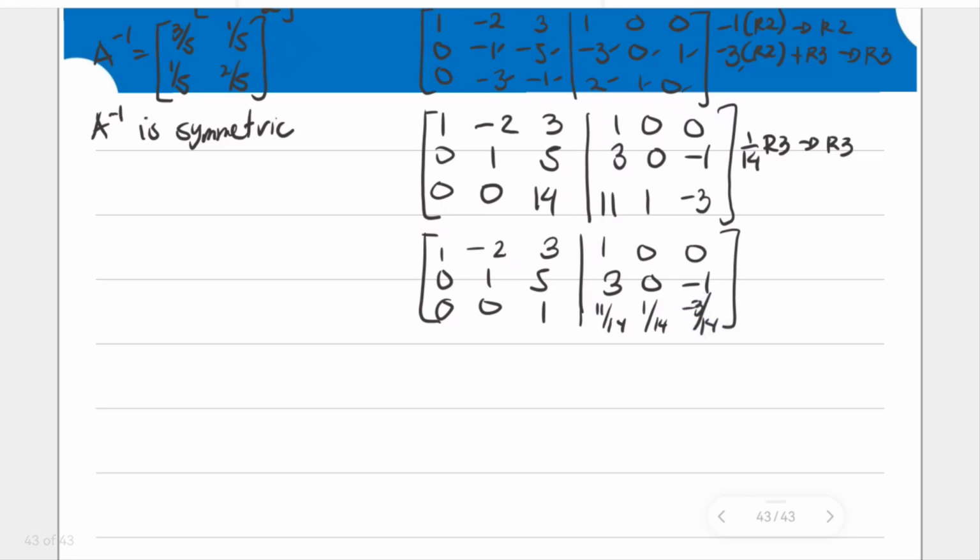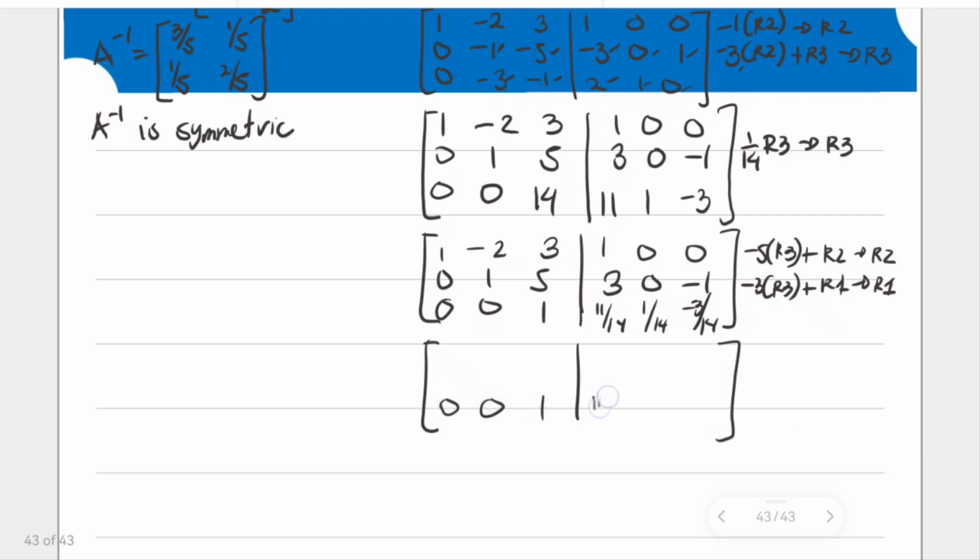Next is to make these two zeros here. I do hope that you are okay with handling fractions. So you have negative 5 times row 3 plus row 2 to become the new row 2. And negative 3 times row 3 plus row 1 becomes our new row 1. Okay? So 0, 0, 1 still, 11 over 14, 1 over 14, and negative 3 over 14.